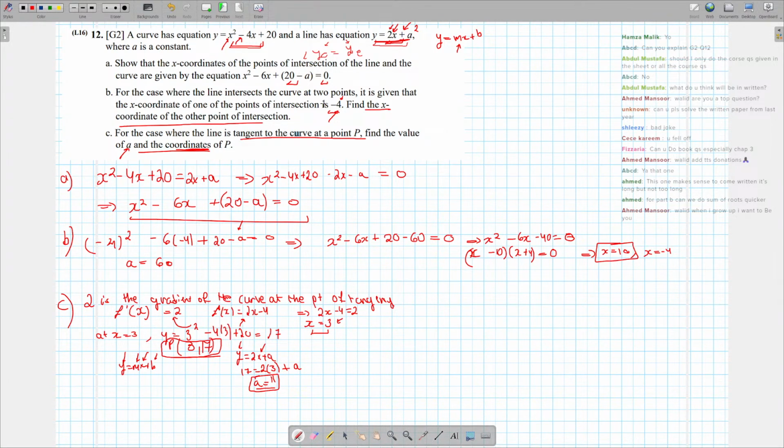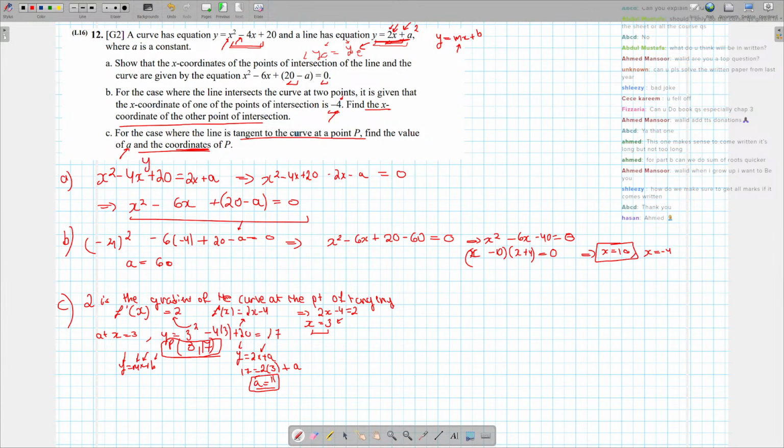But if you want, like I said here, yc equals yl. So y of the curve is equal to y of the line.